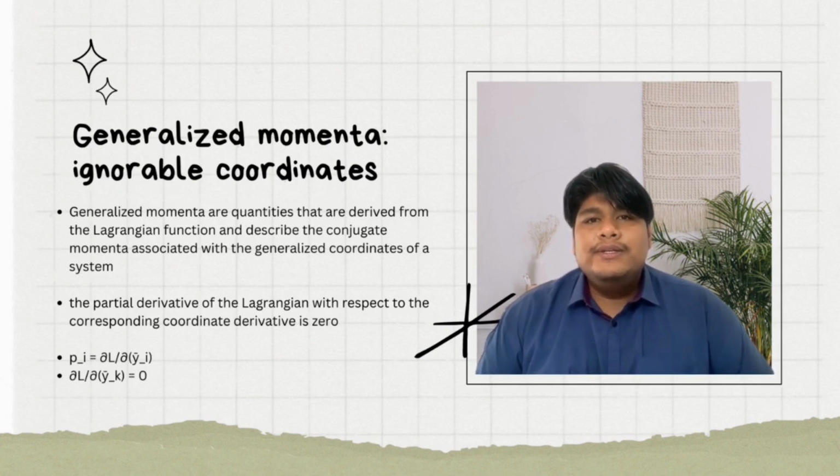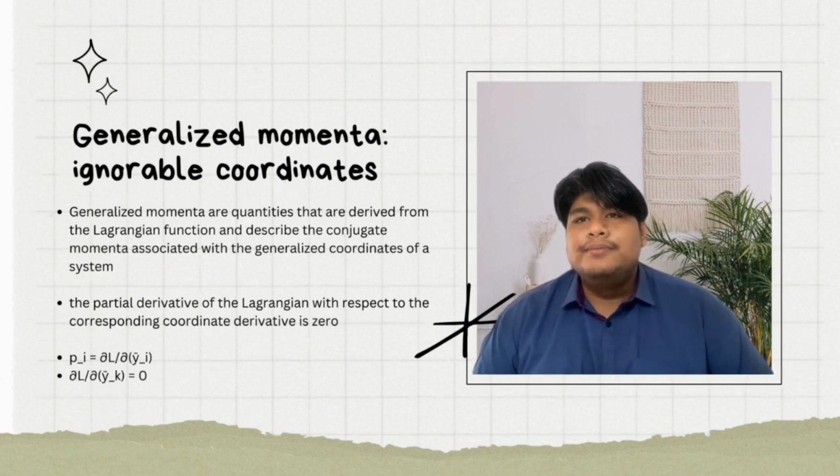If a coordinate qk is ignorable, it means that it does not appear explicitly in the Lagrangian function L. Therefore, the associated generalized momentum pk is conserved. This implies that the partial derivative of the Lagrangian with respect to the corresponding coordinate is zero. An ignorable coordinate simplifies the equations of motion and often leads to conserved quantities or symmetries in the system.